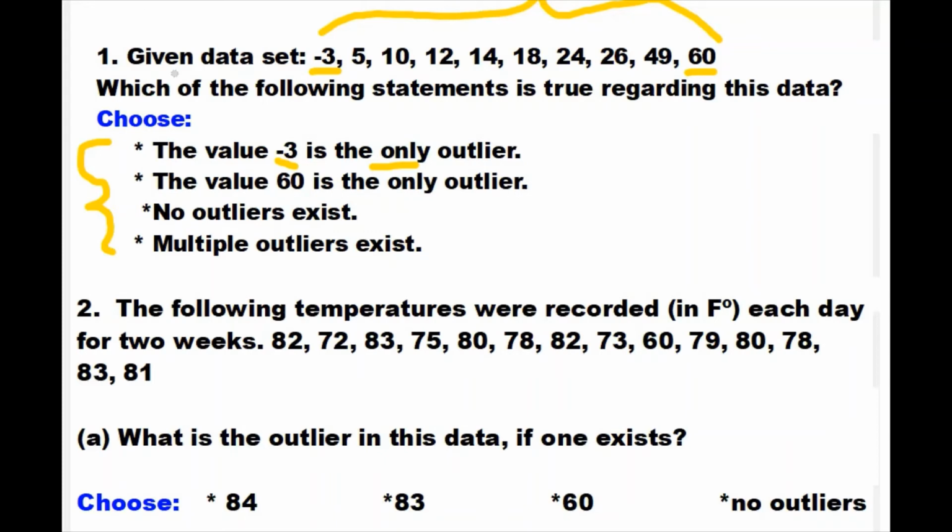Now, given this set of data, we can see that -3 is smaller than the other numbers in the sequence, but is not much smaller than the other numbers. So, looking at this sequence, I'd say 60, and probably 49 also, could be our outliers.